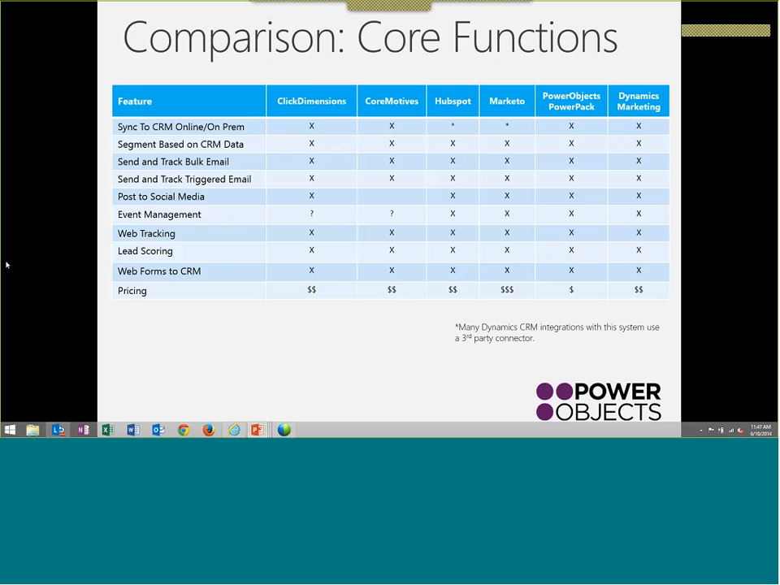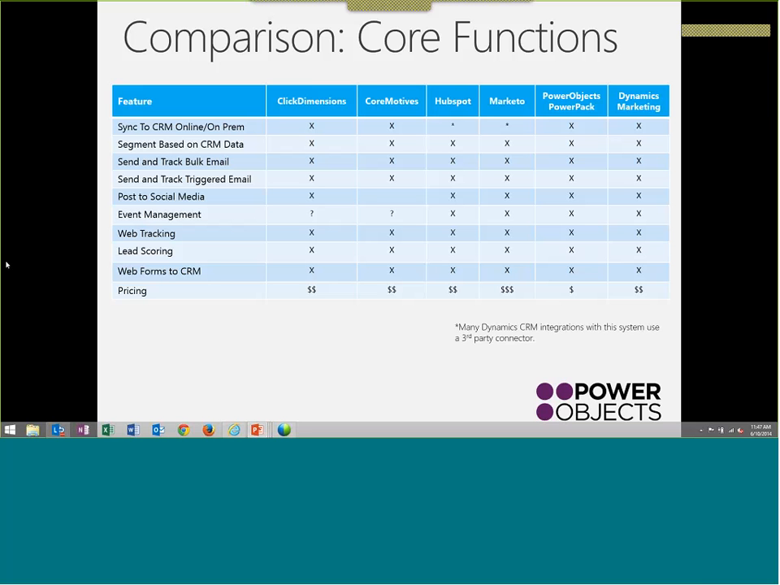Can it segment based on CRM data? So can it take the data that's in CRM and use that for segmentation and use that to understand our audience? Can we send and track email? Can we send and track triggered email? So can we use the systems to interact with our audience in a direct way, in an outbound way, using email? Can we post to social media from our tool? Can we manage our events? Can we track people's behavior on the web? Can we score leads? So can we evaluate how ready someone might be to enter into a sales cycle? Can we establish and sync web forms back to CRM from our landing pages on our website?